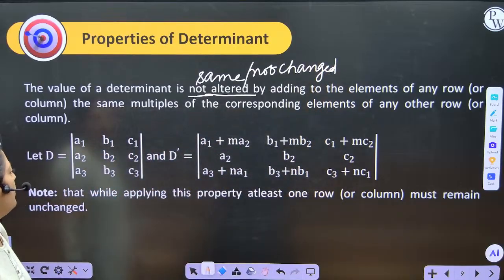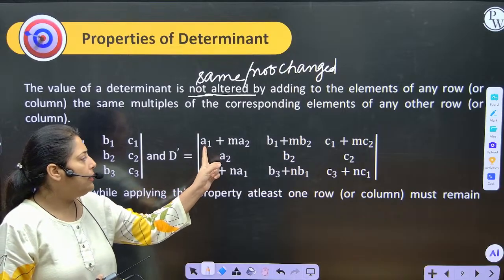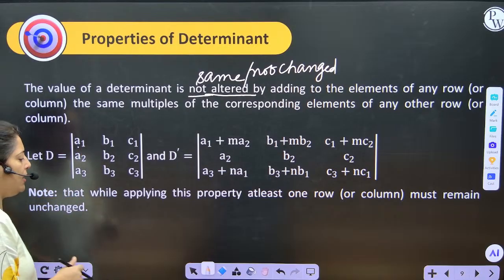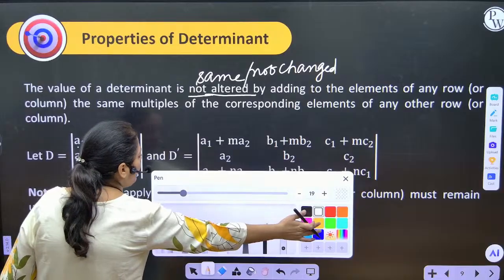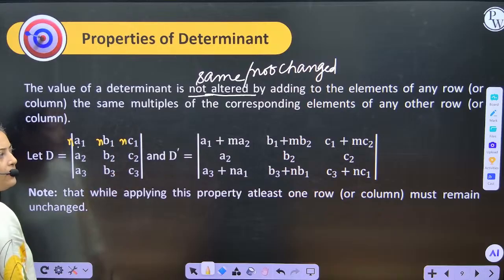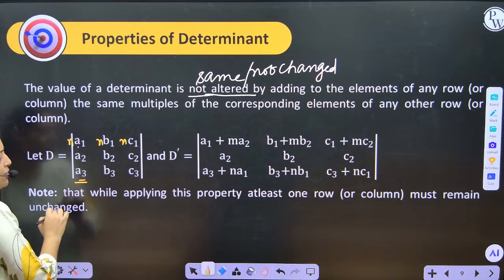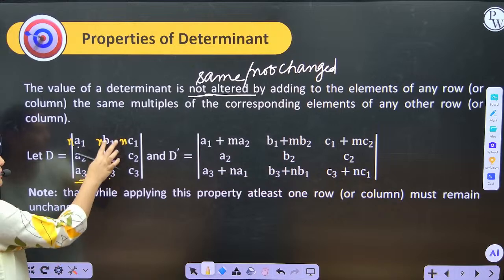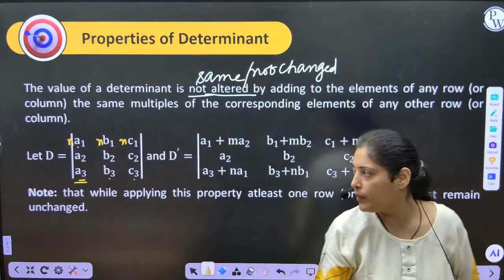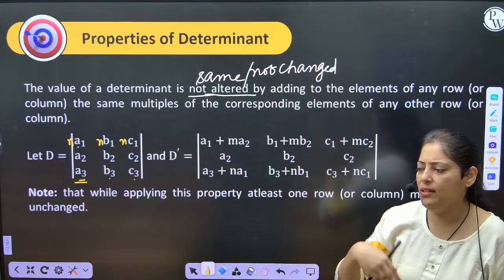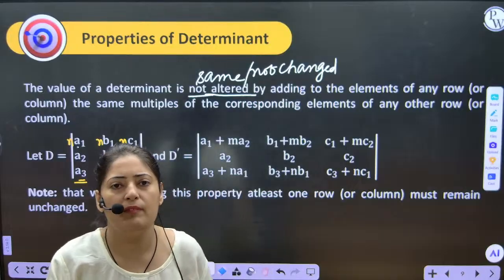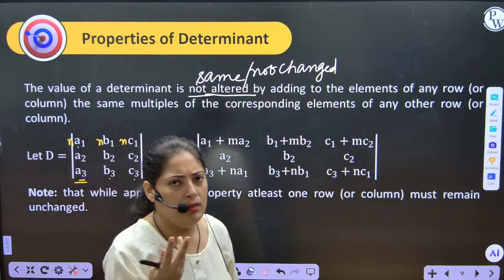And in the first row he has multiplied with N. If I multiply the first row with N and add it in row 3, it will become A3 plus NA1, B3 plus NB1, C3 plus NC1. So that's what he has done. So we can do it like this: one row we can multiply with the same constant, and then we can add it to any row.